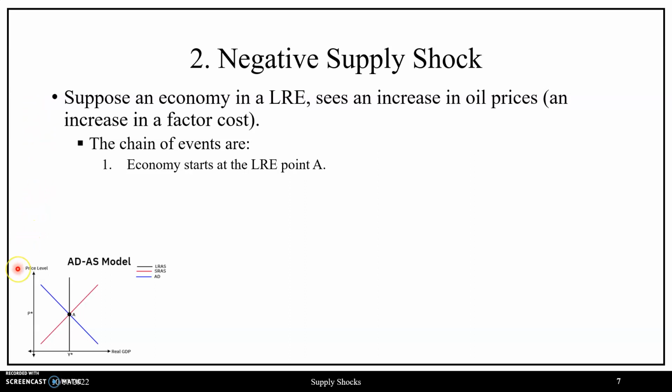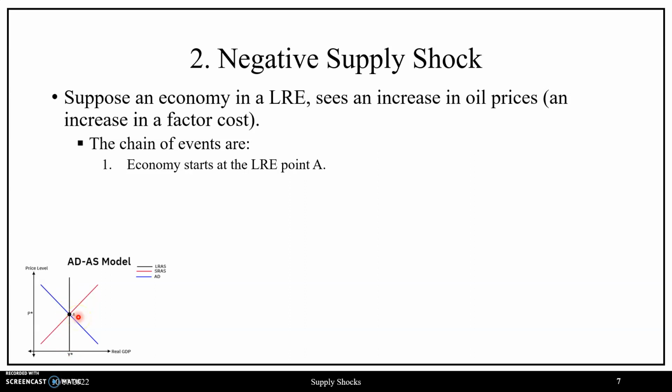We're starting on a graph on the left. We have our ADAS model, price level on the vertical axis, real GDP on the horizontal axis, downward sloping aggregate demand curve to represent buying behavior of agents in the economy, our short-run aggregate supply curve in red, upward sloping, representing selling behavior of firms in the economy, and our vertical long-run aggregate supply curve representing potential real GDP.